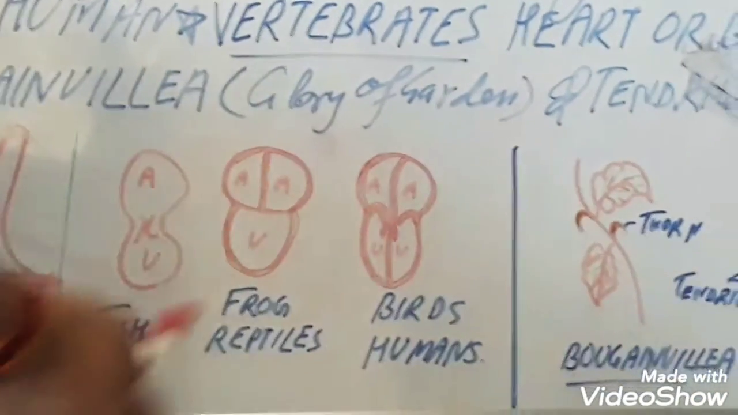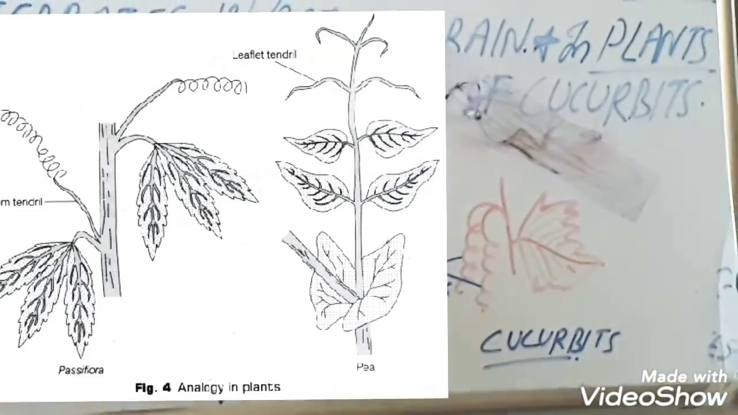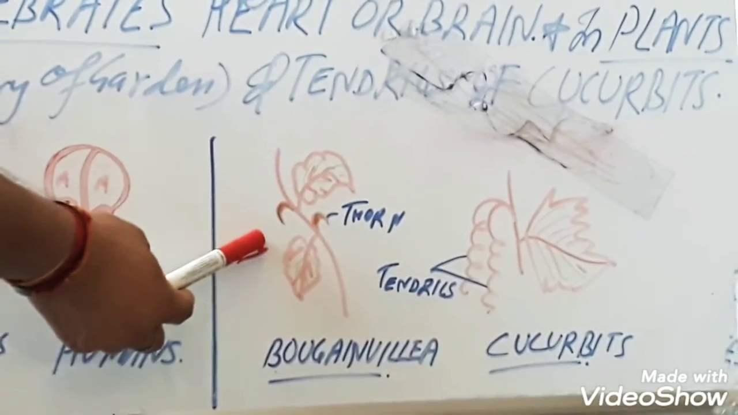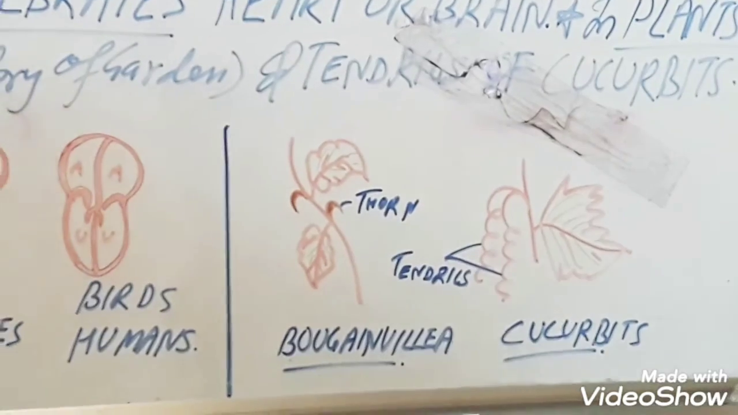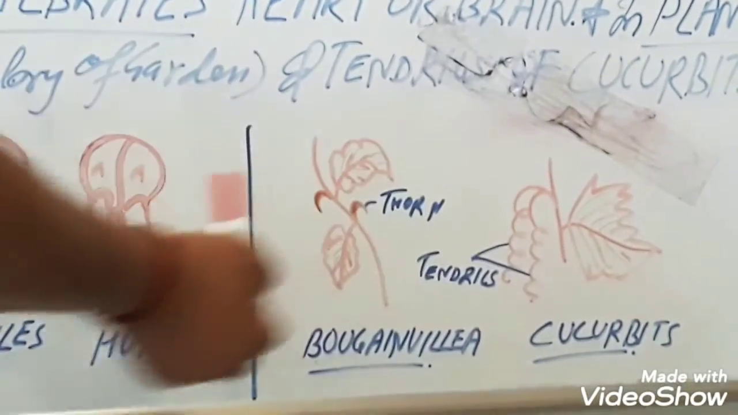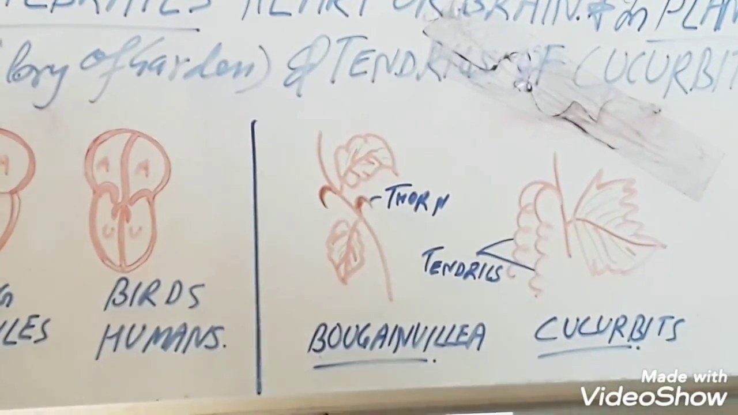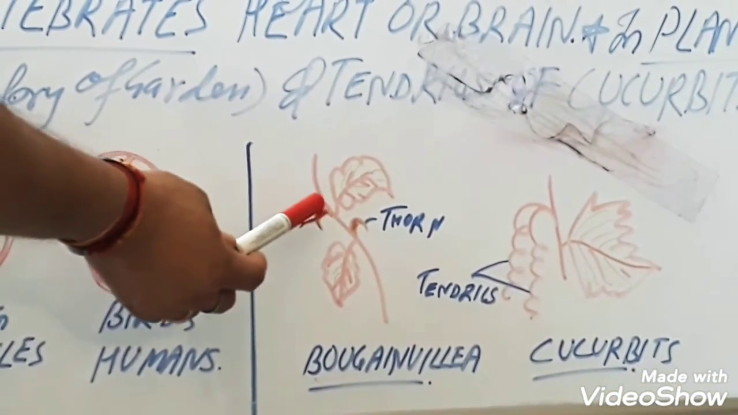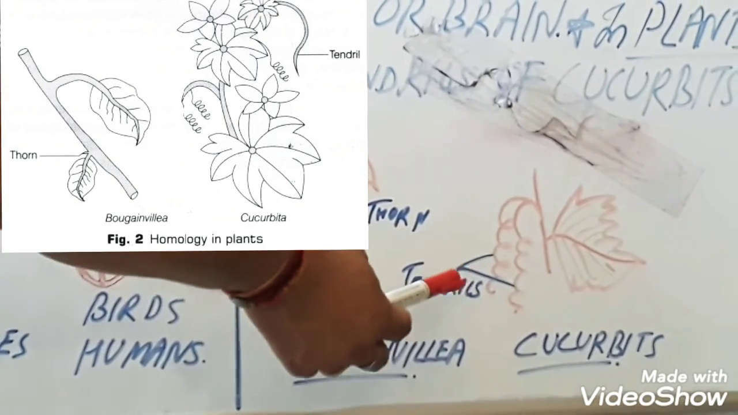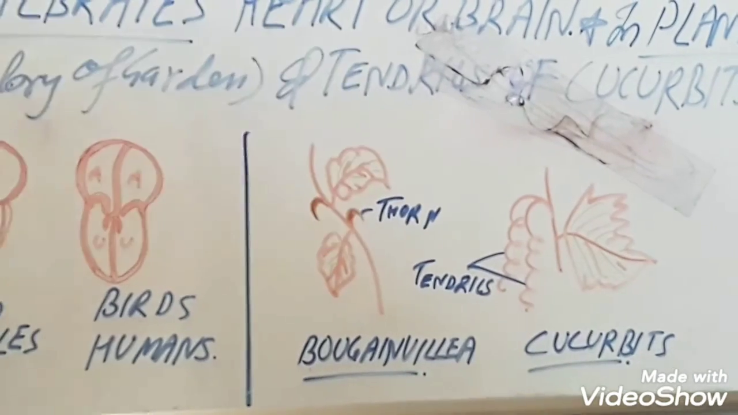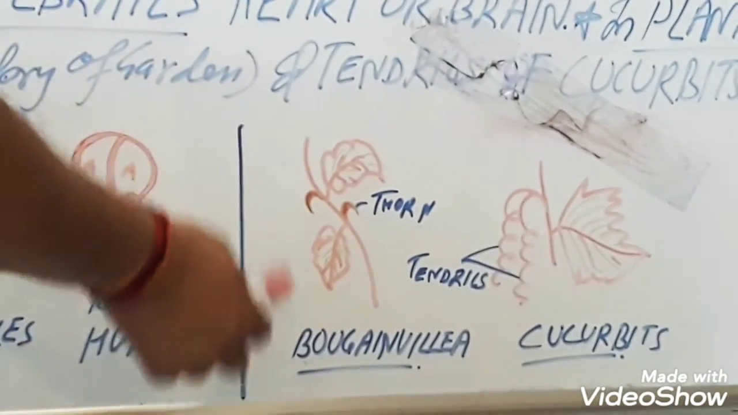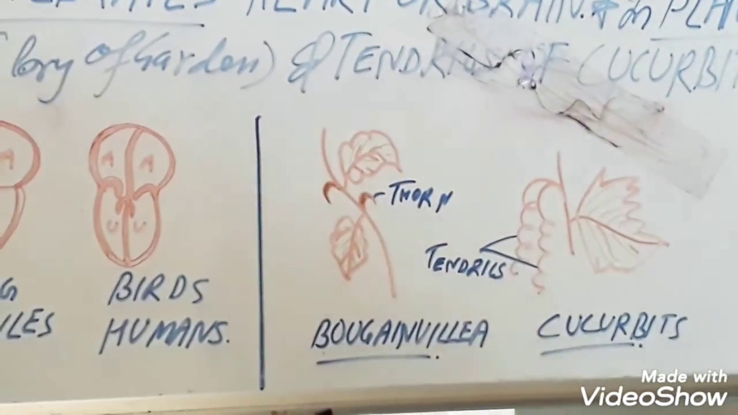Now, the third and important example from the plant side is the thorn of bougainvillea and tendrils of cucurbits. Here, the thorn of bougainvillea and the tendrils of cucurbits arise from the stem. So, morphologically and anatomically, it is the same structure, but they are different in their functions. The thorn of bougainvillea protects the plant from browsing animals, while the tendrils of cucurbits help the plant for climbing purposes. Hence, we can say that both of these plants arise from common ancestors.